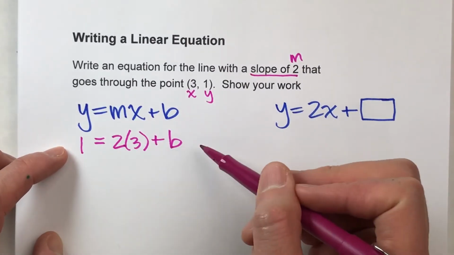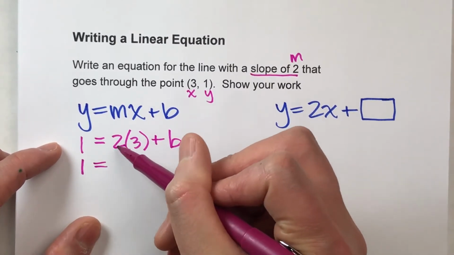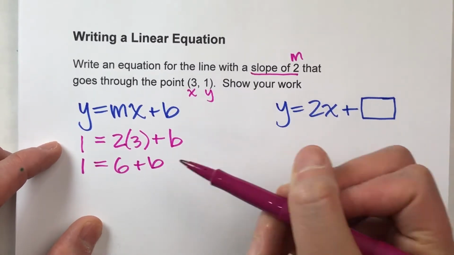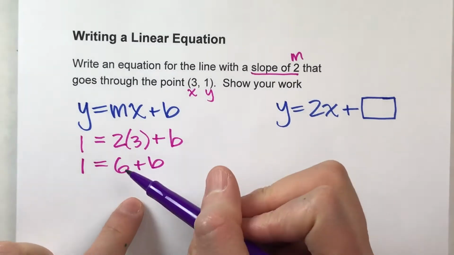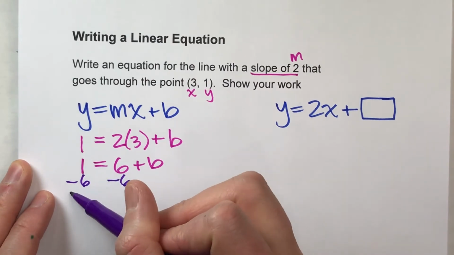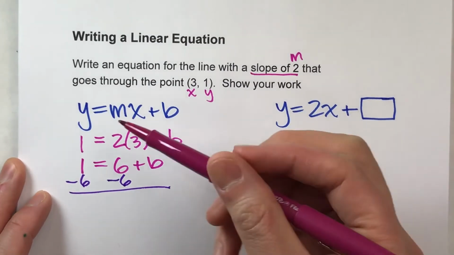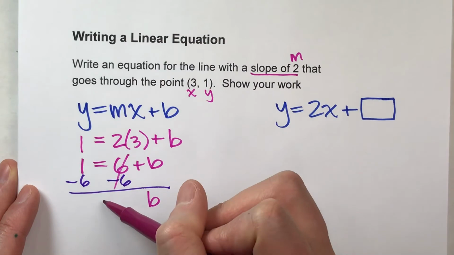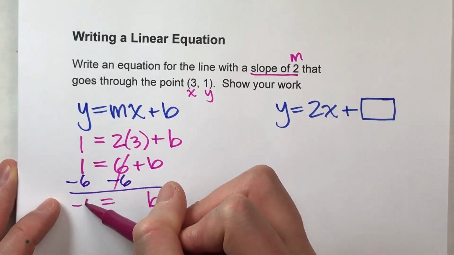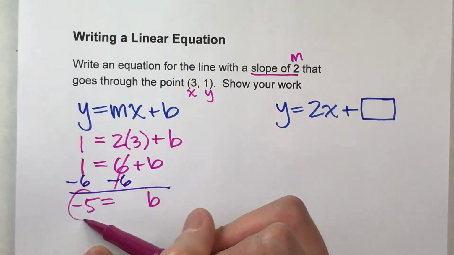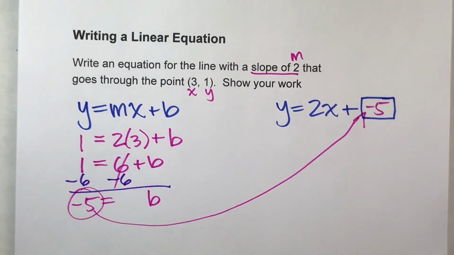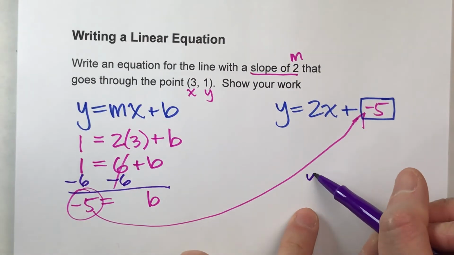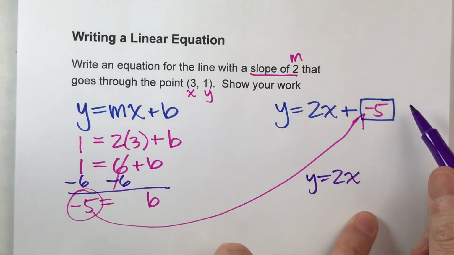Before I solve it, let's simplify this a bit. 2 times 3 is 6, so this is really 1 = 6 + b. To solve for b, I'm going to subtract 6 off both sides of the equal sign. The 6's undo each other. I end up getting b by itself equals 1 minus 6, which is negative 5. That's my y-intercept. So my final equation is y = 2x + (-5).